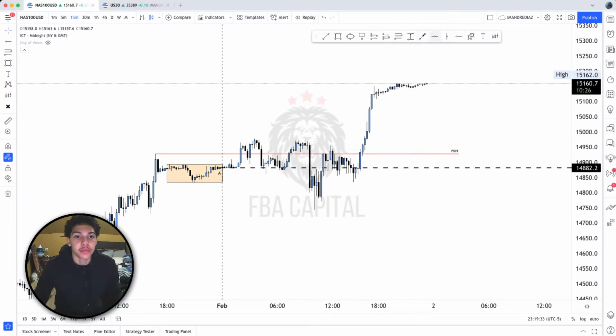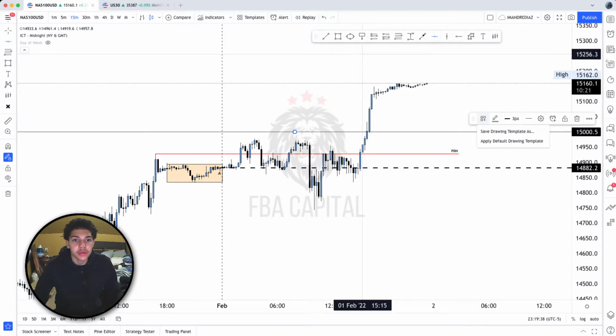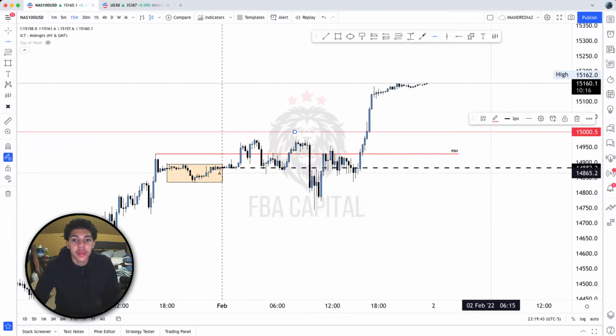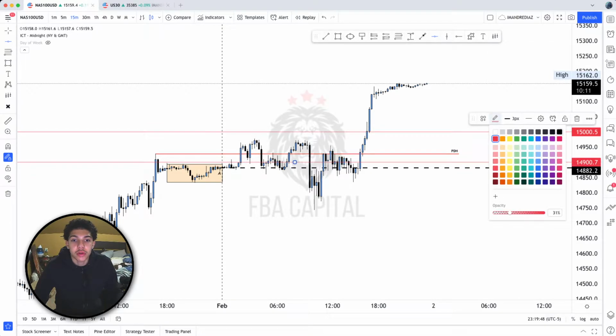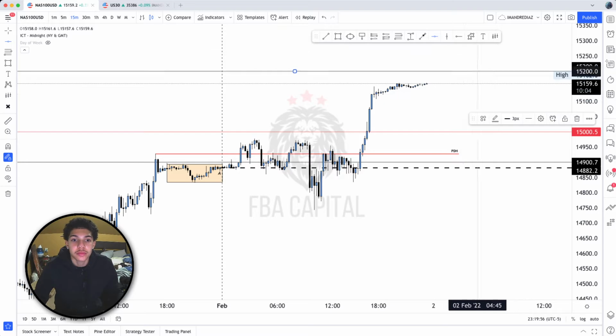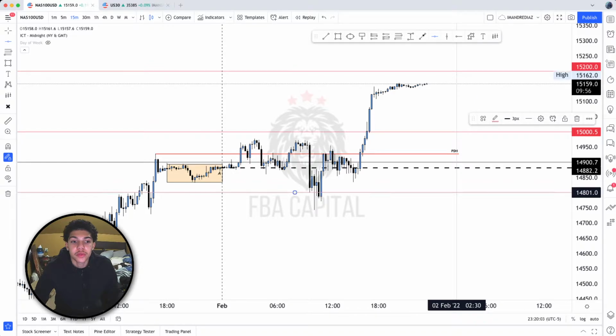Now I'm going to get the big figure levels. We have 15,000 right here. Going to make this red. We got 15,000. We got 14,900 right in here. I'm going to make this one black. Then we also have right up here 15,200 that price didn't tap into. Keep this one red because that's another big figure level. Then down here we have 14,800. I'm just going to leave these for right now. These are the main big figure levels that price traded into.